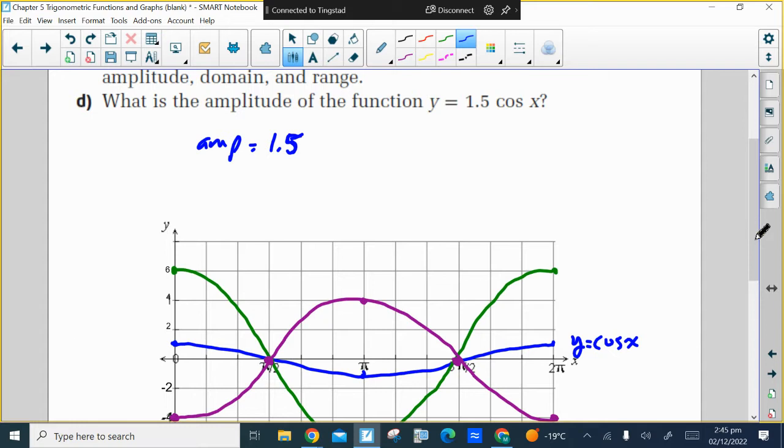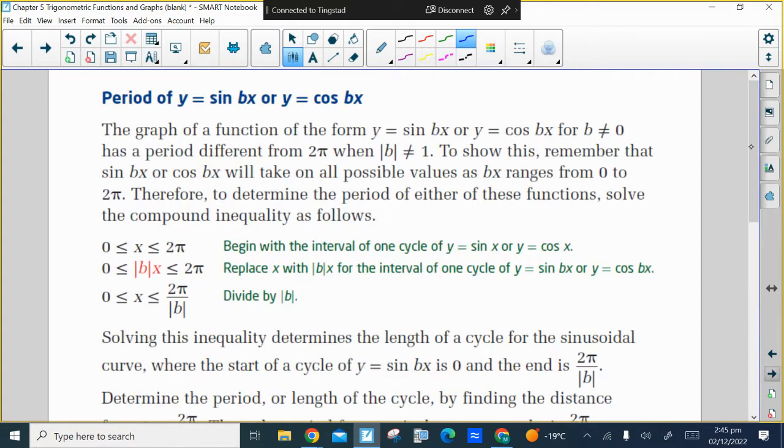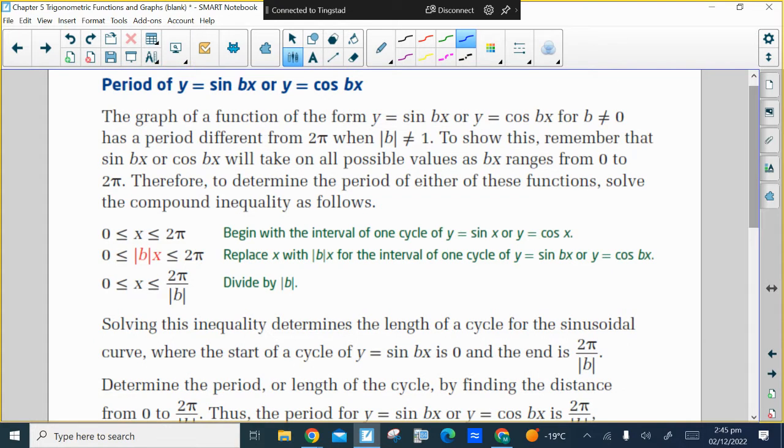So again, the same principles that we applied in chapters 1, 2, and 3 will be applied to the graphs of our trig functions as well, including if a b value is introduced. The graph of a function of the form y equals sine bx or y equals cos bx, where b can't equal 0, has a different period from 2 pi. To show this, remember that sine bx or cos bx will take on all possible values as bx ranges from 0 to 2 pi.